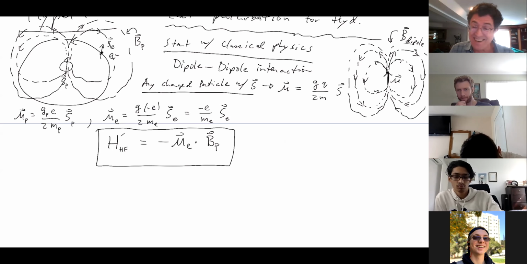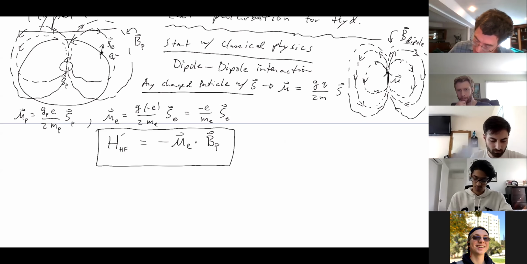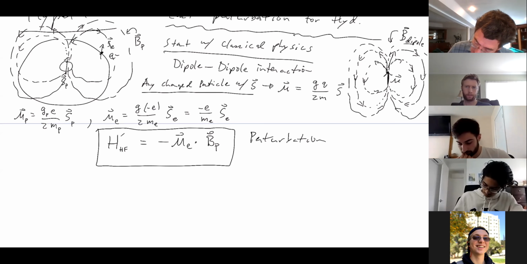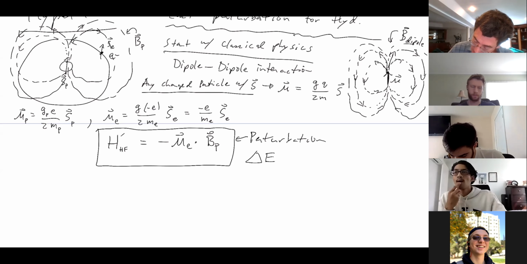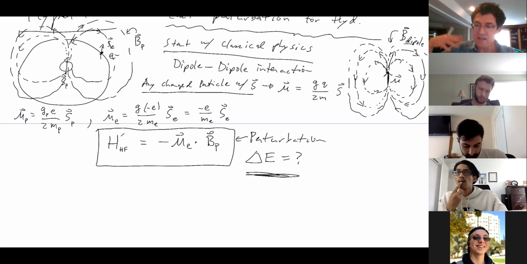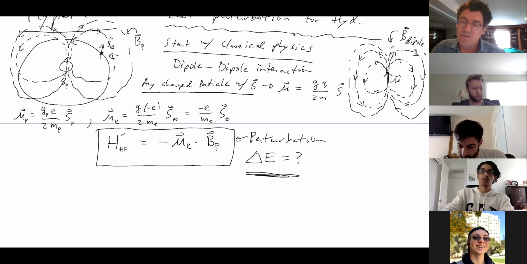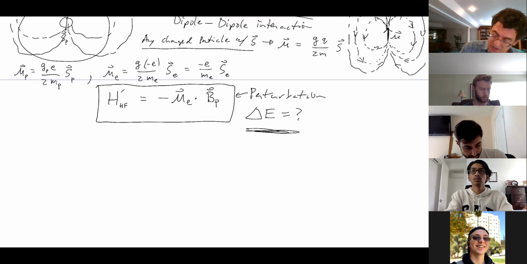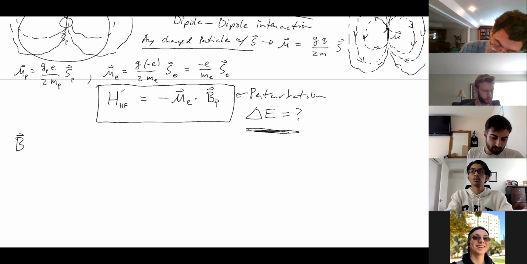Okay, but now let's calculate it. So this is the perturbation. And now what we want to do is ask ourselves, how does that change the energy level of the hydrogen atom? How does this affect the energy levels of the hydrogen atom? This is always our question. That's what we always want to know. And so let's figure that out. The first thing we've got to do is figure out what that B field is due to the proton.